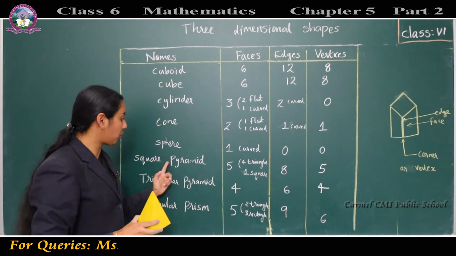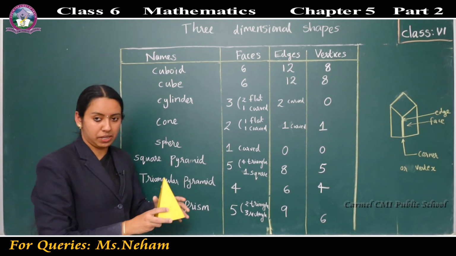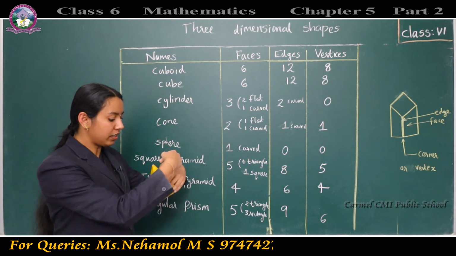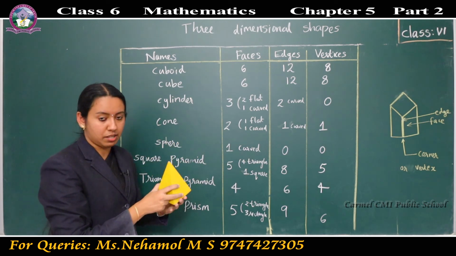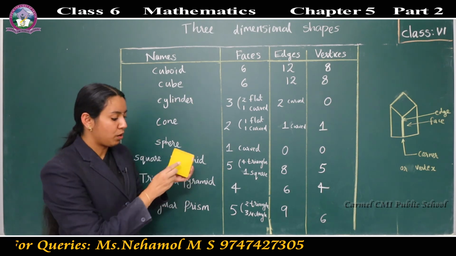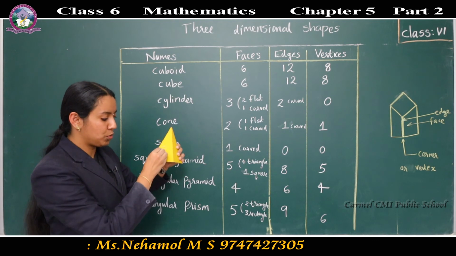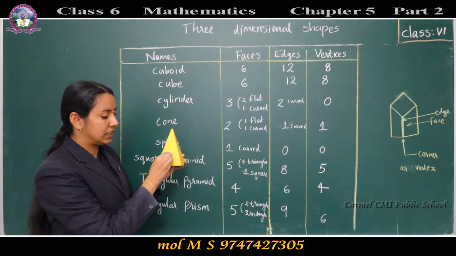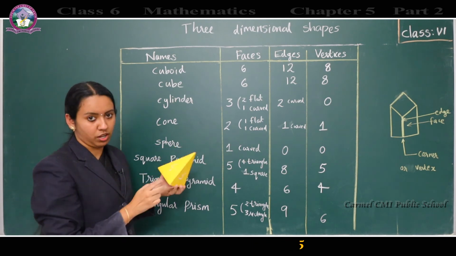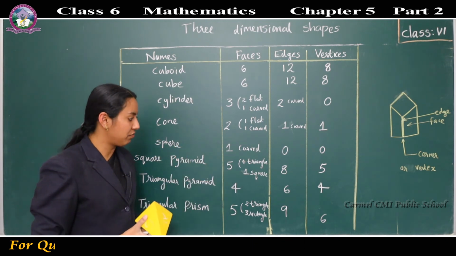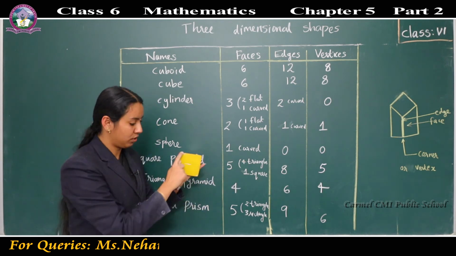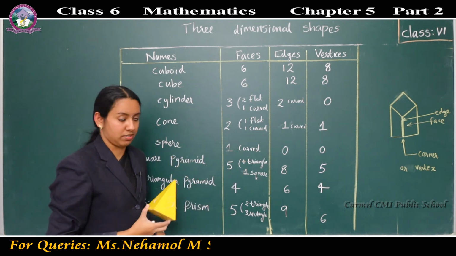Then next one is a square pyramid. This is a square pyramid. The base is a square and then 4 triangles. How many faces are there? 1, 2, 3, 4, 5. 5 faces are there: 4 triangular faces and 1 square-shaped face.